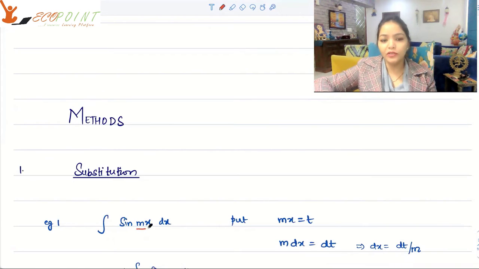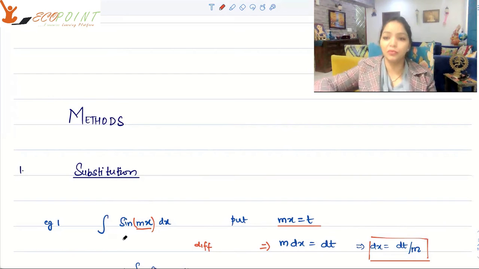I'm going to take mx as a new variable t. Differentiating on both sides, on the left side you get m times dx, and on the right-hand side you get just dt. So dx is equal to dt by m.